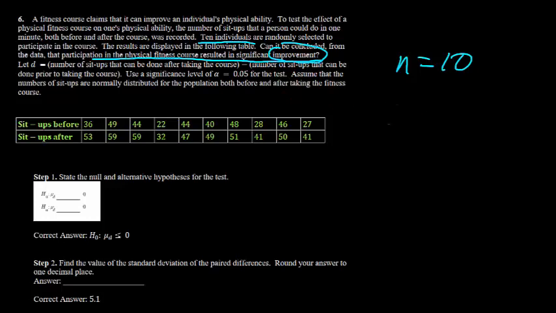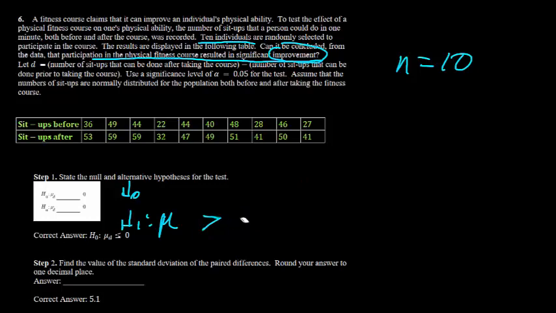Improvement. Again, this is not a one-tail test, right? We want to know if something is better than the other. So if our first question is state the null and alternative hypothesis, and I put the null, I put the alternative, what do we want to prove? We want to prove that the mean is greater than 0. Hold on a second.